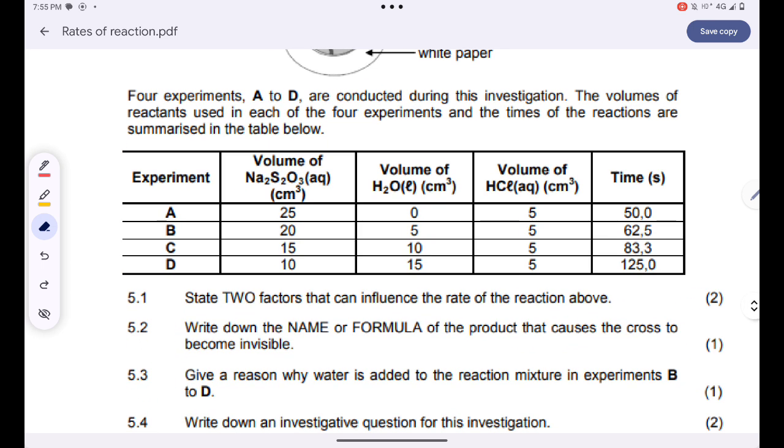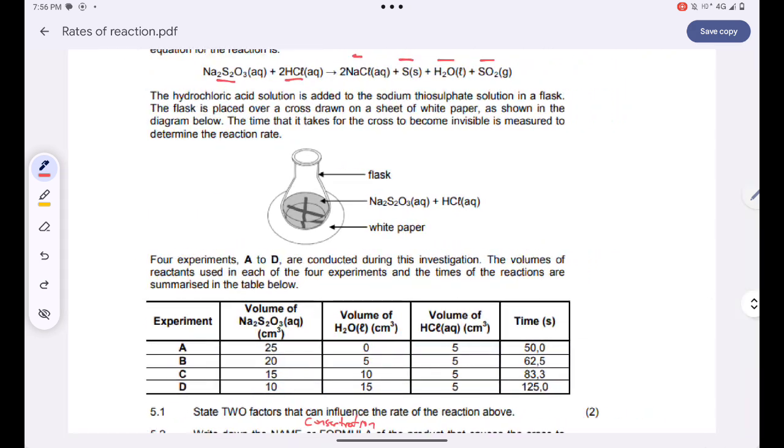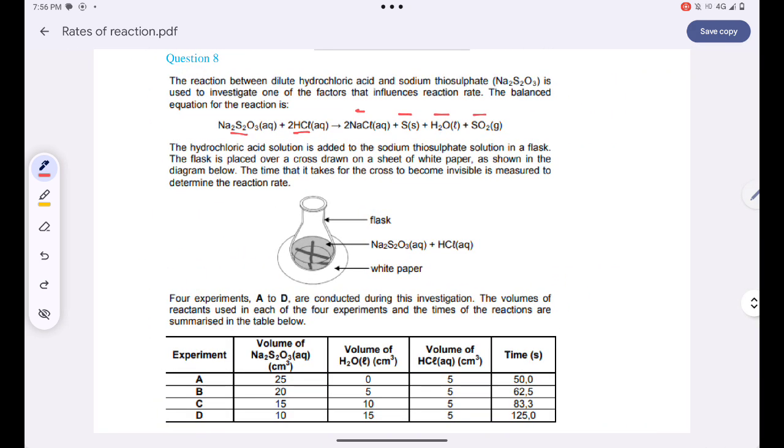Okay, and then now they want us to state 2 factors that can influence the rate of reaction. We have concentration as number 1, as well as pressure. Are you together? In this reaction, guys, only 4 factors will work. The pressure, concentration, temperature, as well as the addition of a catalyst.